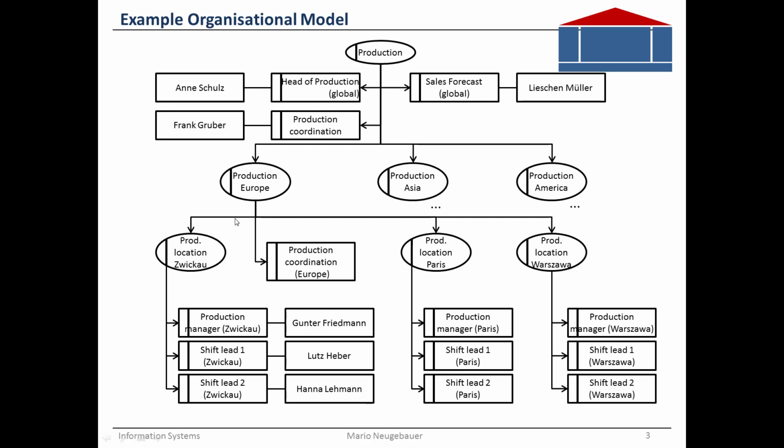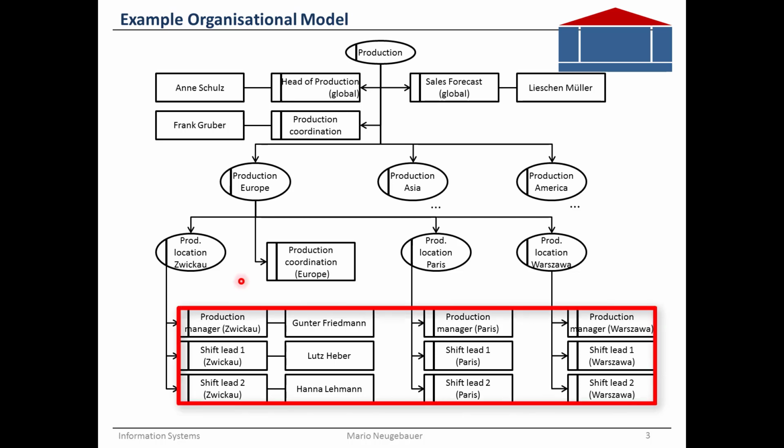And maybe in this case you also have a central coordination of the production for the European markets, for the European production locations. So you would have this centralized production coordination job description. And in this case here, you do not assign a concrete person to that, maybe because of the complexity of the model, or maybe you decide to not model in such a concrete way here. So you just write down the production coordination job description, and this leads, so to say, the coordination of the different locations, Zwickau, Paris, and Warsaw.